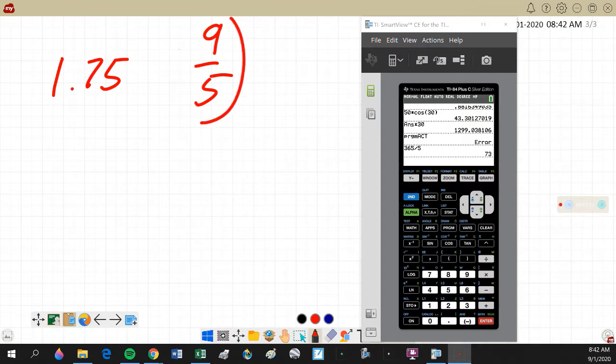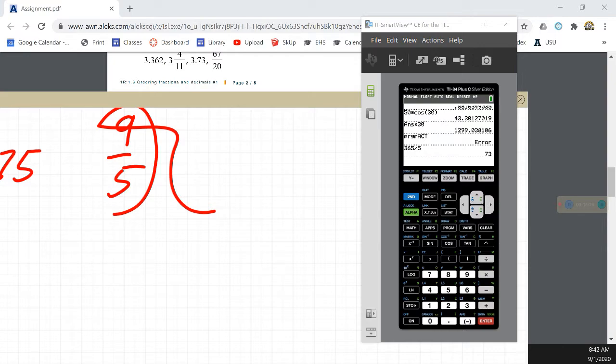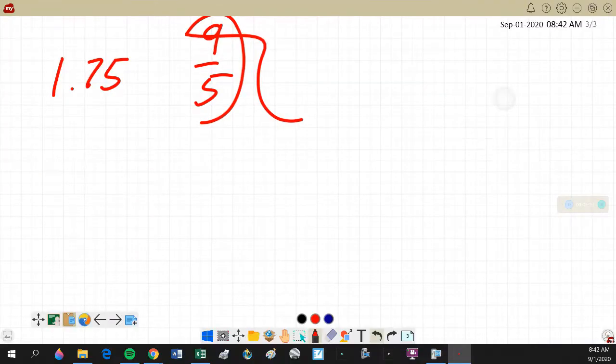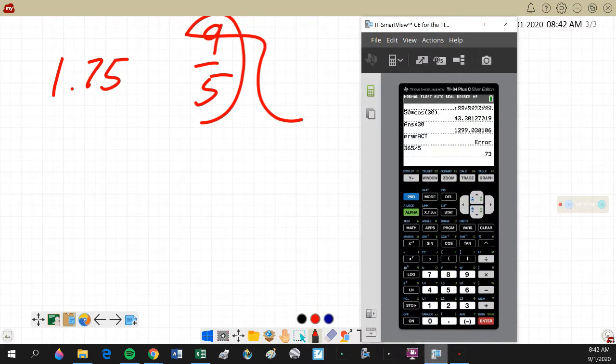So we're going to take 9. Man. Looks like a Chinese character. So apparently don't go off the screen. It messes everything up. So in your calculator, you just push 9 divided by 5, and it will convert it into a decimal. 1.8. And now, which one's bigger? 1.8 is larger than 1.75. Okay?